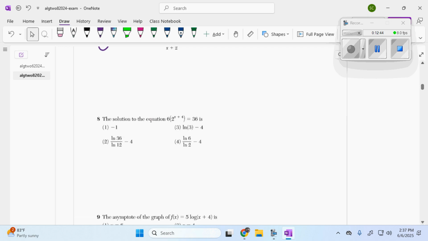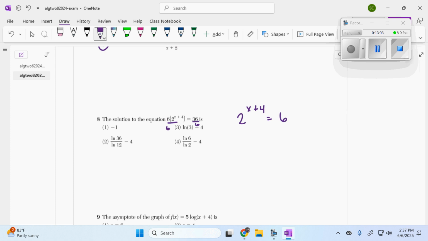Number 8 is asking us to find the solution to this equation. So we see that it's exponential. We know we're going to have to use logs. If you look at your choices, we have some natural logs in there, which is interesting. So the first thing we're going to do here is divide both sides by 6. So we're going to get 2 to the x plus 4 is equal to 6.